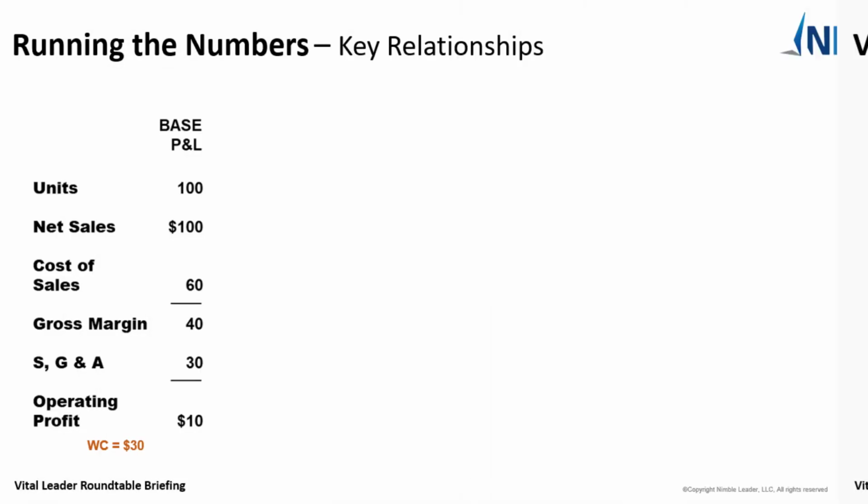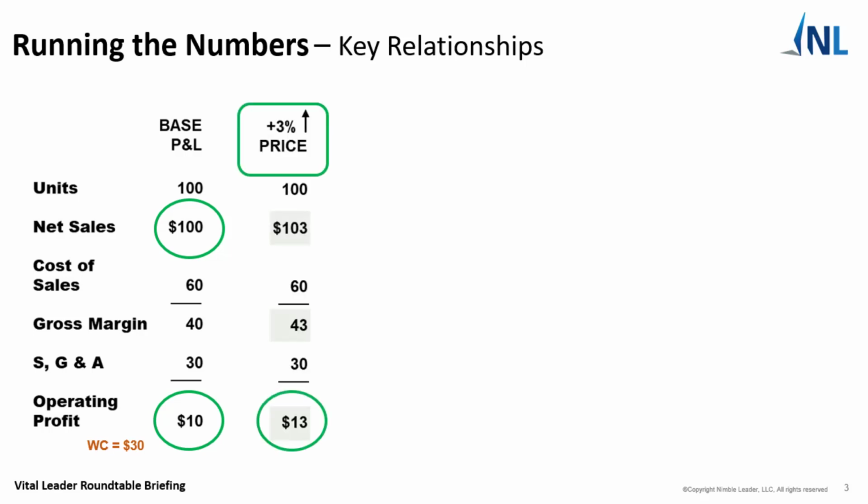In looking at the numbers, we want to keep it simple. Not everyone has the financial acumen of a CFO, and in this case, we'll start out with a simple P&L. I sell 100 units at $1 a piece, generating $100 in net sales. If my cost of sales is $60, I'm left with gross margin of $40. If I back out SG&A, selling, general, and administrative expenses of $30, I have $10 in operating profit. That's 10% operating profit as a percentage of sales. Now this business has an investment of working capital of $30. That would be investment in things like inventory and receivables.